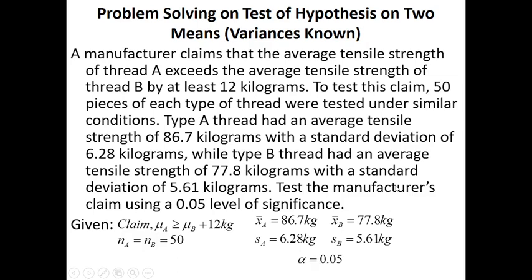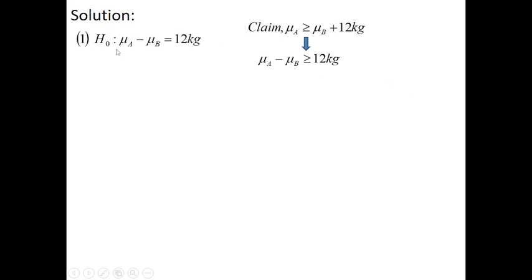So test the manufacturer's claim using alpha of 0.05 level of significance. Alright, so we have the claim. Considering the claim, we can rewrite: mu sub A minus mu sub B greater than or equal to 12 kilograms. This is the new version of the claim. So H sub 0, that is mu sub A minus mu sub B equals 12 kilograms. This will be our null hypothesis.